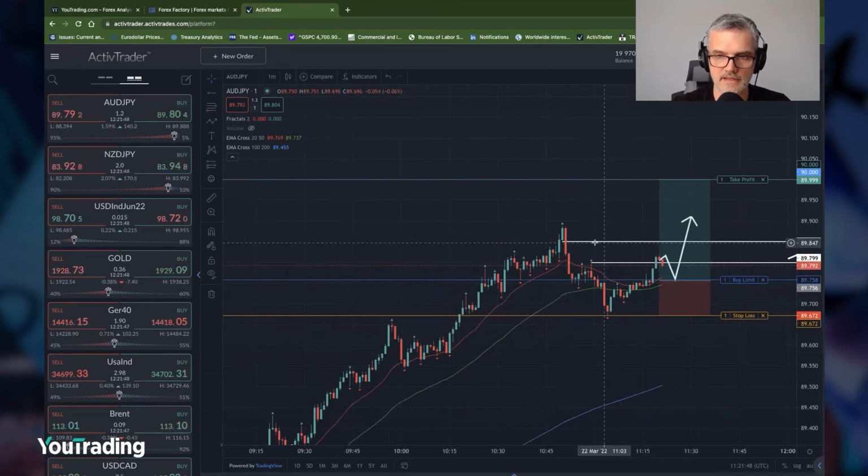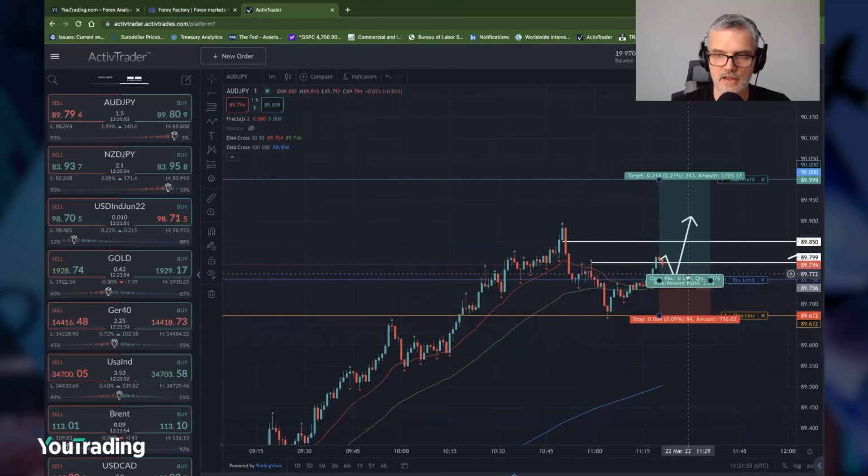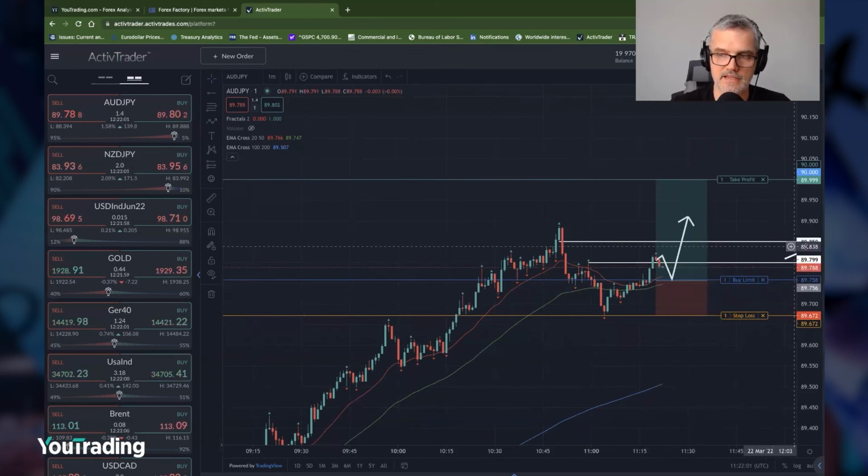Now, if we look to the left, we've obviously had quite a move down as we approach the top of the hour. So if we get this buy limit taken, then we need to be wary of the 89.850 level, because this is obviously where some buyers got in, thinking that this trend was going to continue up. They're now trapped. So they might decide to flip their position if they get back to break even, which means that we need to be aware of that.